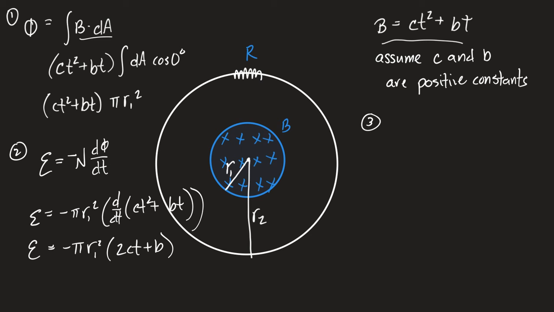Now, part 3 generally will have, or the next thing that they'll generally ask is, we have a clear circuit here, and they give a resistance. So they will likely ask, what is an expression for the current passing through the resistor, and draw an arrow to indicate the direction of that current. So to do that, I've specified that both C and B are positive constants, which I think you need to have in order to be able to calculate that.